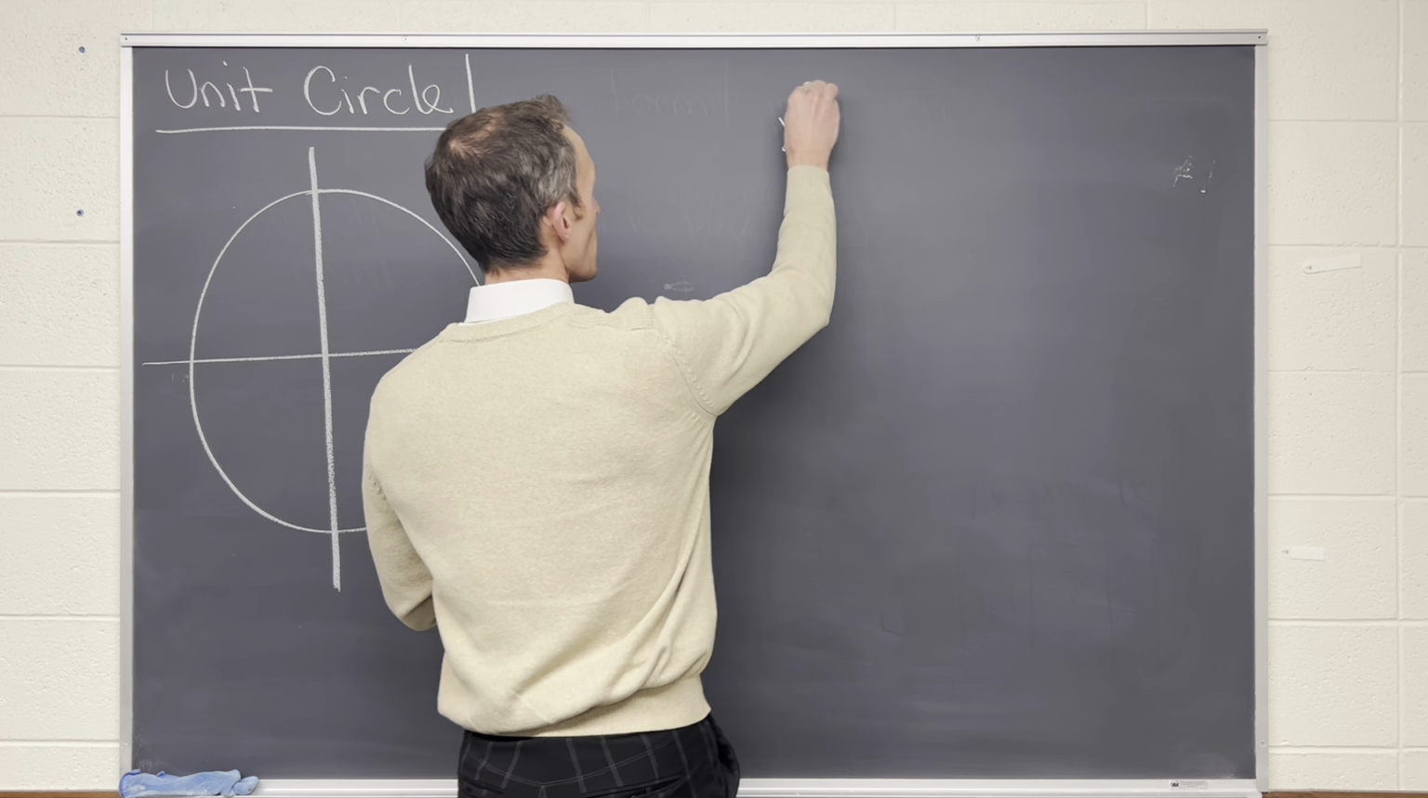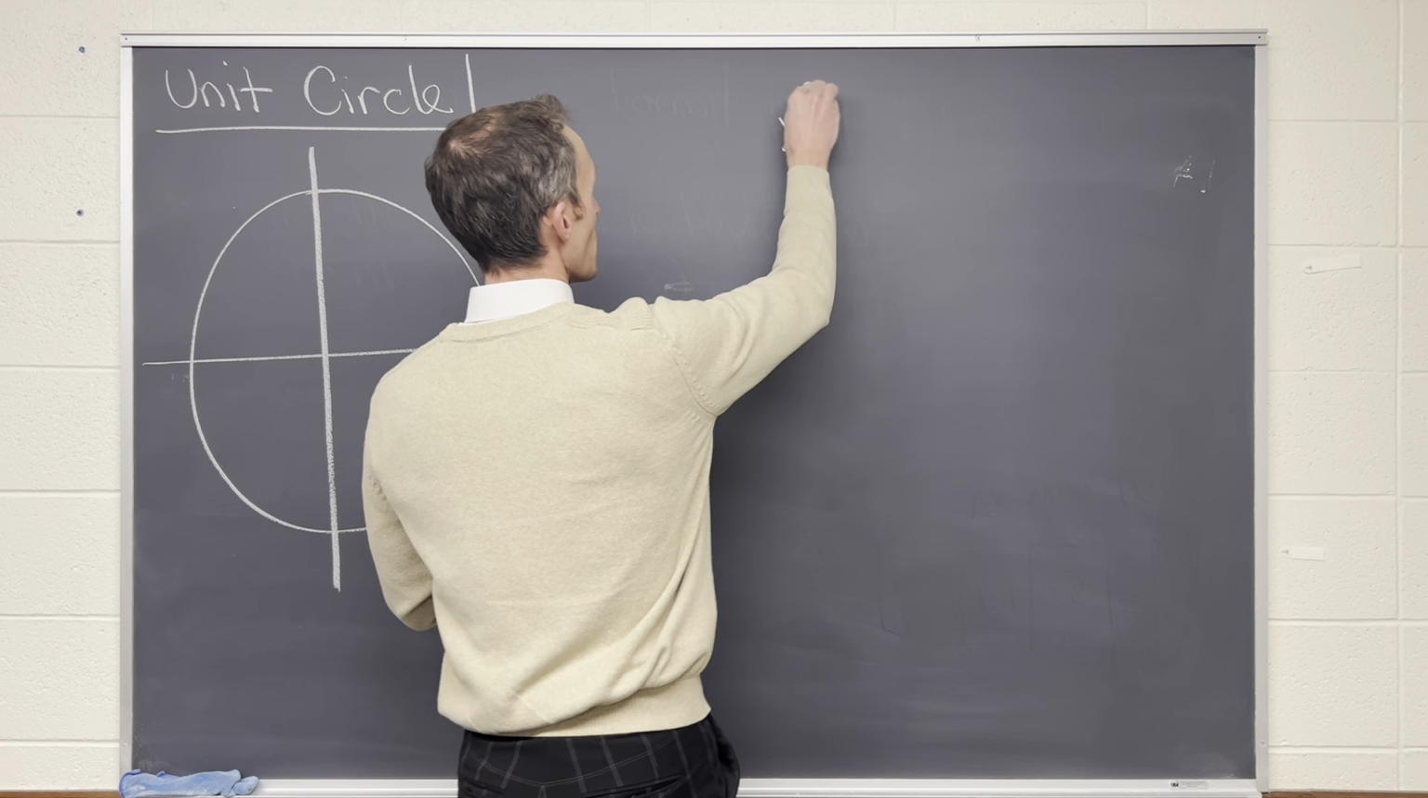So I can label some points here. This is (1, 0). This point is (0, 1). This point is (-1, 0). This point is (0, -1). Now this video will give you an introduction to the unit circle. I'm not going to do a whole synopsis of what the unit circle is. I'm only going to focus on the first quadrant.